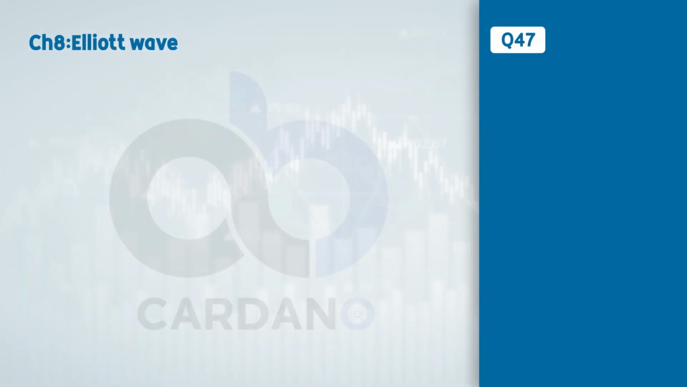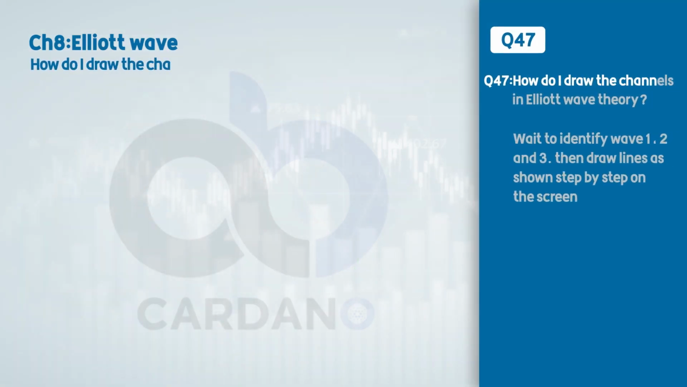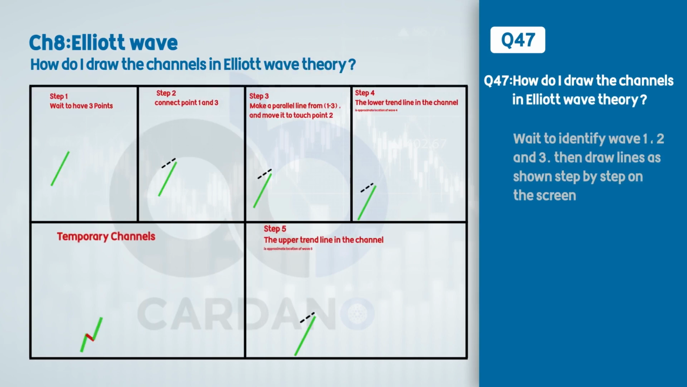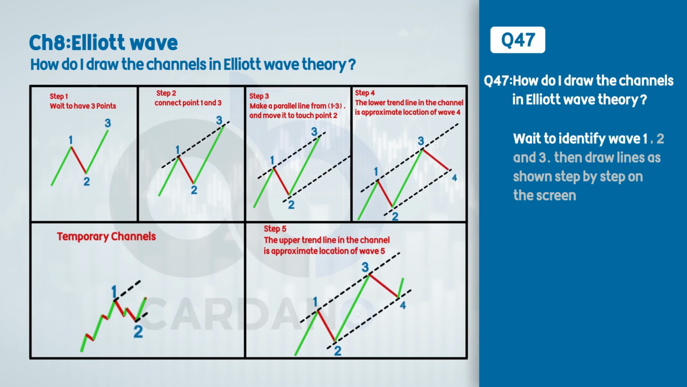Question number 47. How do I draw the channels in Elliott wave theory? The answer is, wait to identify wave 1, 2 and 3. Then draw lines as shown step by step on the screen.